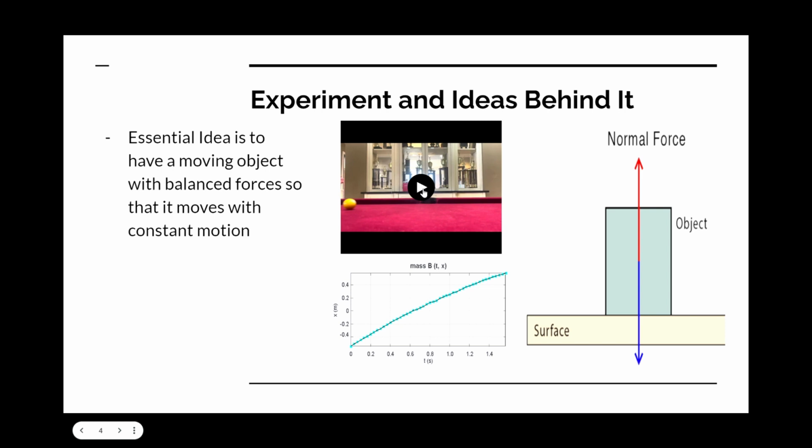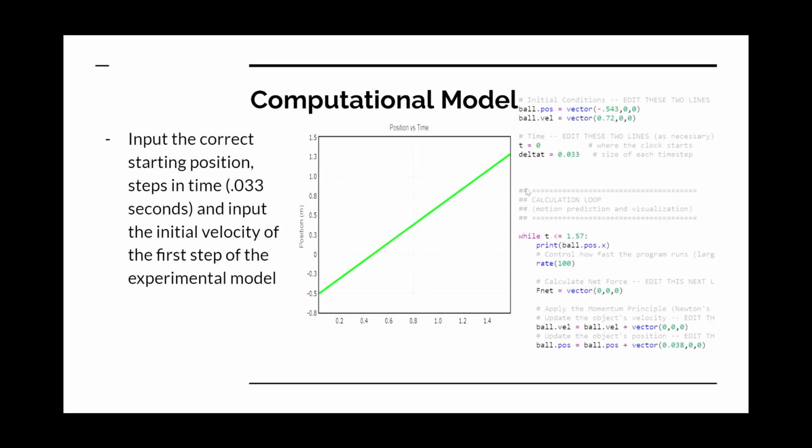So let's look at the computational model. In the computational model, I inputted my initial position at negative 0.43 meters and my initial velocity at 0.72. Then I took my first time step in my experimental model. It was 0.033, that was my delta t between the time steps in my experiment. And then I saw how much that position changed. That position changed by 0.038 meters in that time step.